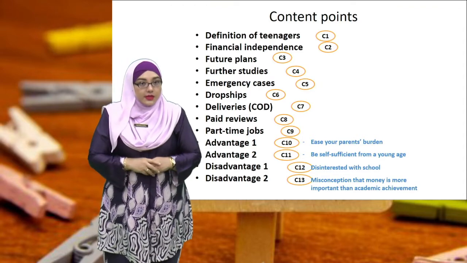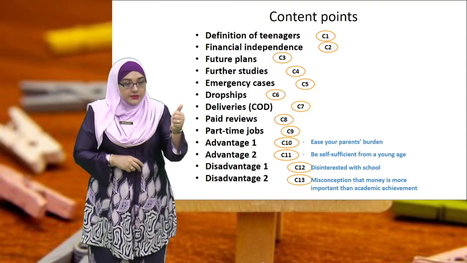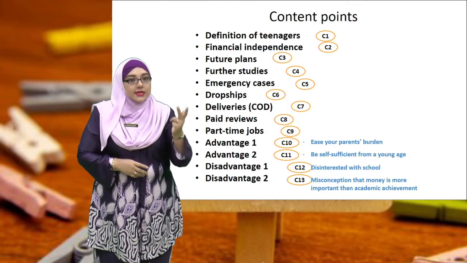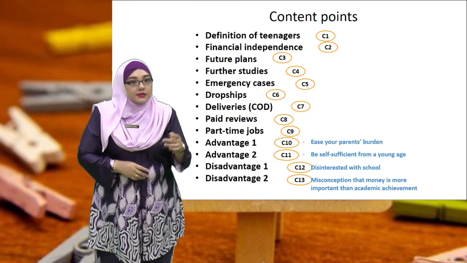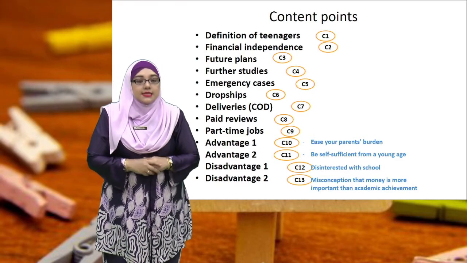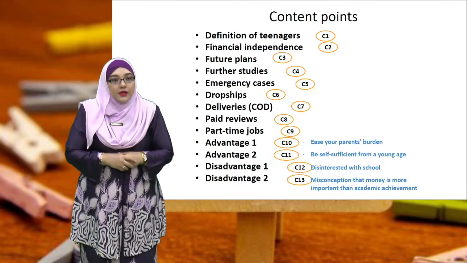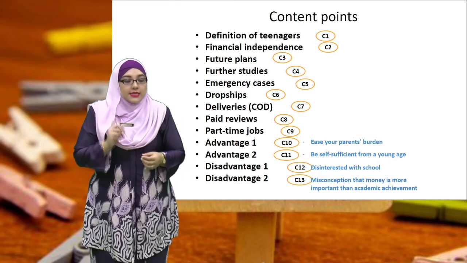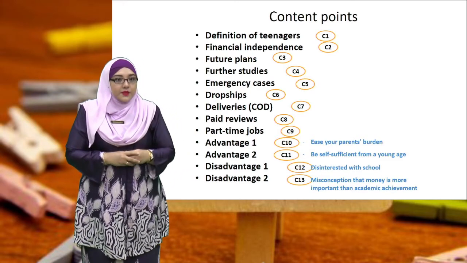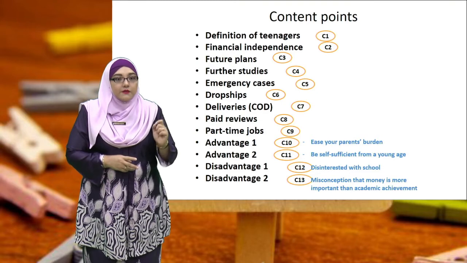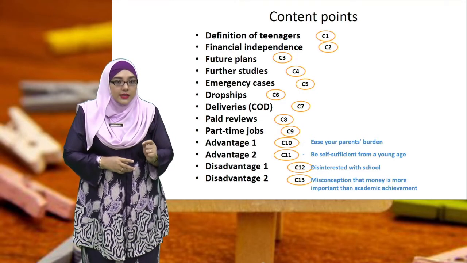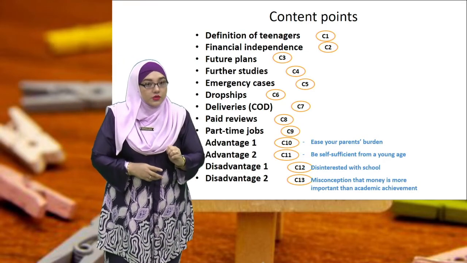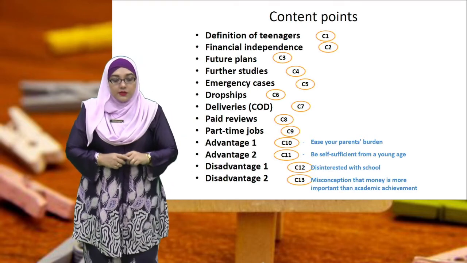Okay, so for C1, content number 1, definition of teenagers, just now, teenagers aged between 13 to 17 years old. For C2, C3, C4, and C5, this is why teenagers need to make money, and also for dropships, deliveries, paid reviews, and part-time jobs, these are for how teenagers can make money. Okay, so for advantage 1, advantage 2, and also disadvantage 1 and disadvantage 2, these are 4 content points that you need to come up with on your own. So I have stated the content points there.